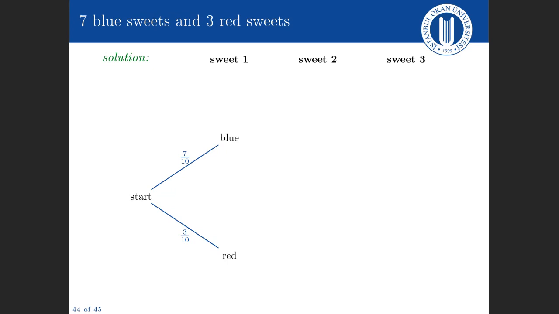Then Ron puts the sweet back in the bag, and then he randomly chooses a sweet. Because he's put it back in the bag, there's still 7 blue sweets in the bag and 3 red sweets in the bag. So again, the probabilities are going to be the same. 7 over 10, 3 over 10.